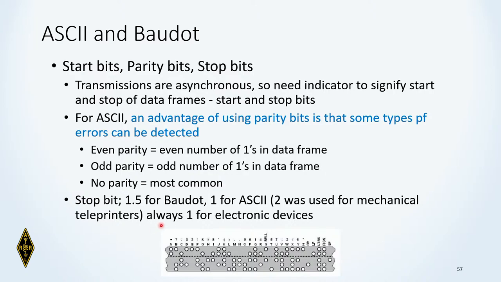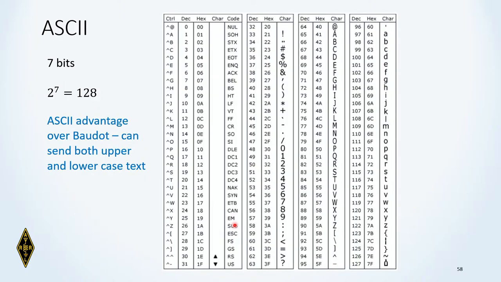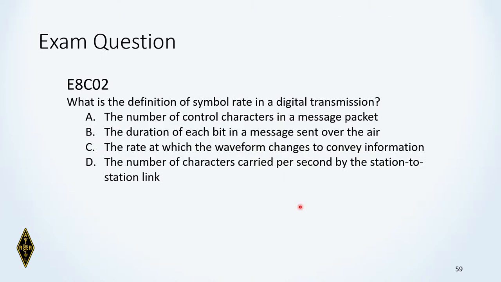We've got 1.5 stop bits for Baudot, 1 stop bit for ASCII. And this is interesting here, interesting history. It used to be that 2 stop bits were used for mechanical teleprinters because it took them a little bit more time to react. But for electronic devices, there's normally always 1 stop bit if you're using ASCII today. And here's a code table. And one piece of blue text, ASCII advantage over Baudot, can send both upper and lowercase text. And then the pool questions, and we'll take a break.